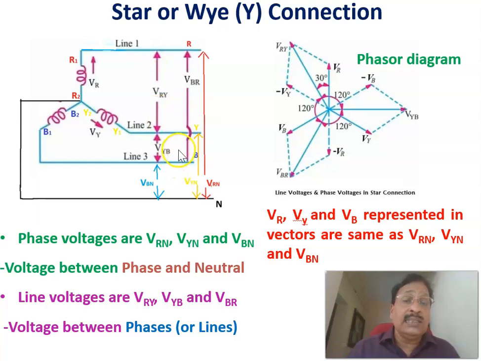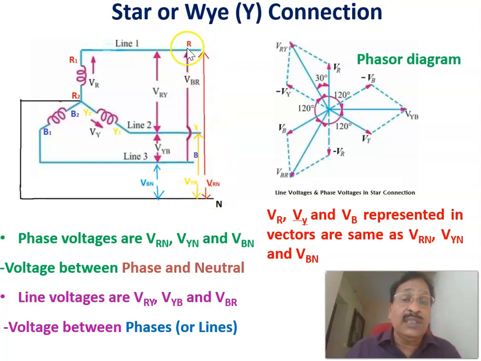There are two voltages. One we call the phase voltage, and phase voltage is the voltage of the phase with respect to the neutral, or the voltage between the phase and neutral. As an example here, VBN, the voltage of the B phase with respect to the neutral, is the phase voltage. Similarly, this is VYN, and this is VRN.